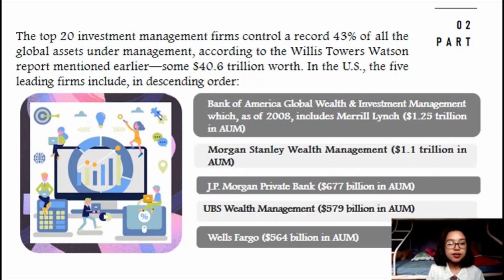In the US, the five leading firms include, in descending order: Number 1, Bank of America Global Wealth and Investment Management, which as of 2008 includes Merrill Lynch, worth 1.25 trillion US dollars in assets under management. Number 2, Morgan Stanley Wealth Management, having 1.1 trillion US dollars in assets under management. Number 3, JP Morgan Private Bank, having 677 billion US dollars. Fourth is UBS Wealth Management, which has 579 billion US dollars. And last is Wells Fargo, with assets under management of 564 billion US dollars.